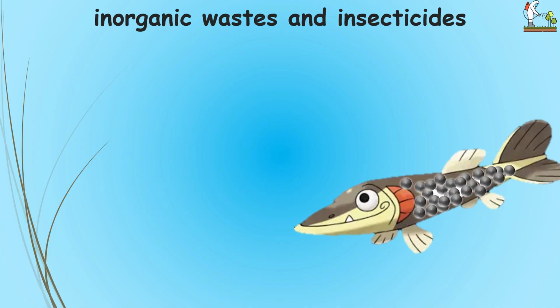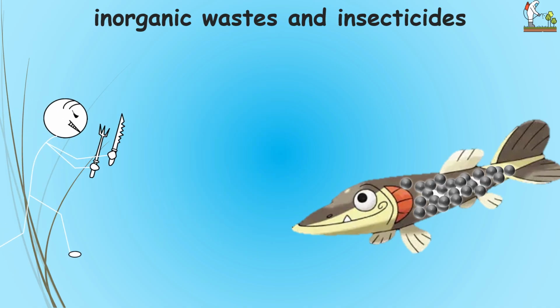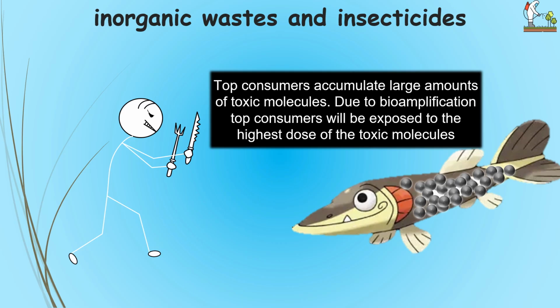To avoid confusion, when chemicals remain and build up in one organism, we call it bioaccumulation. When these chemicals move up the food chain and increase in concentration, it is bioamplification. Top consumers will be exposed to the highest dose of the toxic molecules due to bioamplification.